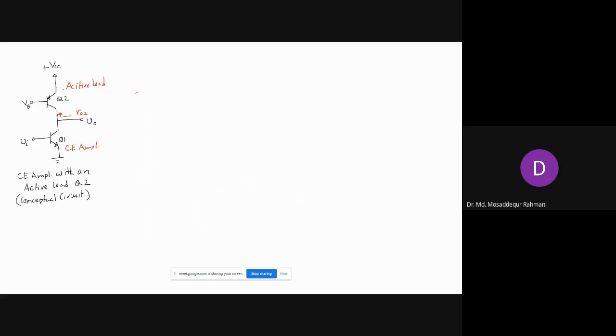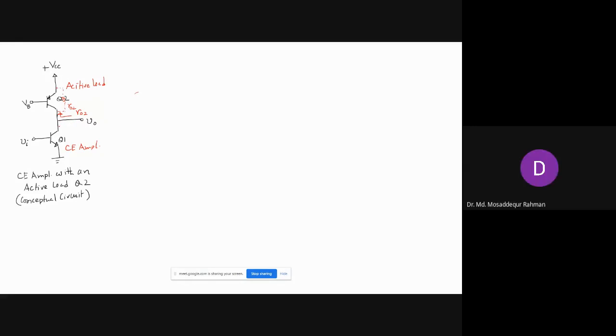That will be connected between the collector and the emitter of Q2, and that is r02, right? So this r02 now will be like the load resistance for Q1. Instead of RC, now we have r02, and that will work as the load resistance. And that is the resistance of this transistor Q2, so Q2 we now call the active load. Is that clear, guys? Yes, sir. Any question?